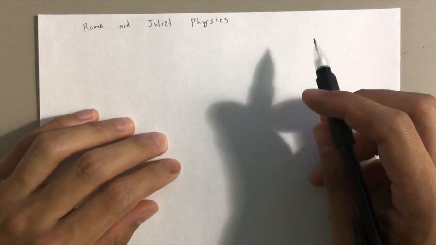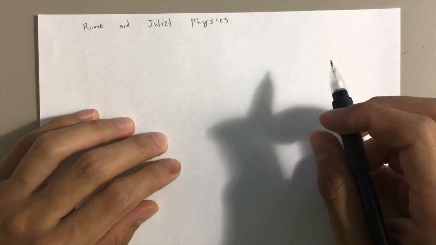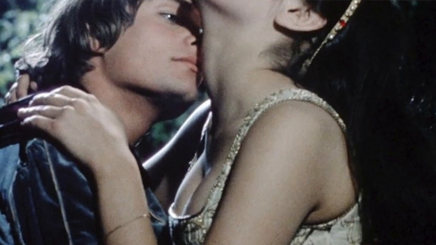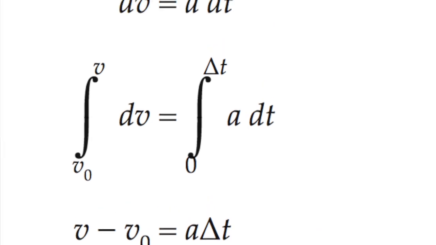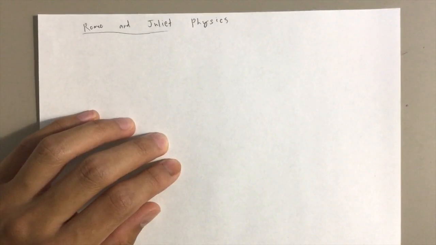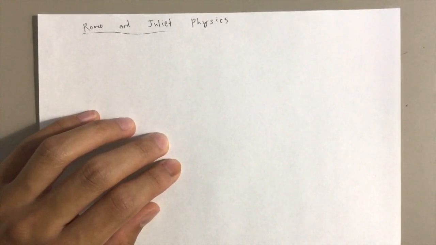I'm Jonathan, and I'll be talking about some physics and its relation to the movie Romeo and Juliet. Not really, but I'll cover basic calculus and kinematics, and we'll have some fun along the way. So first, I'm going to talk about the strange problem that we're going to solve.